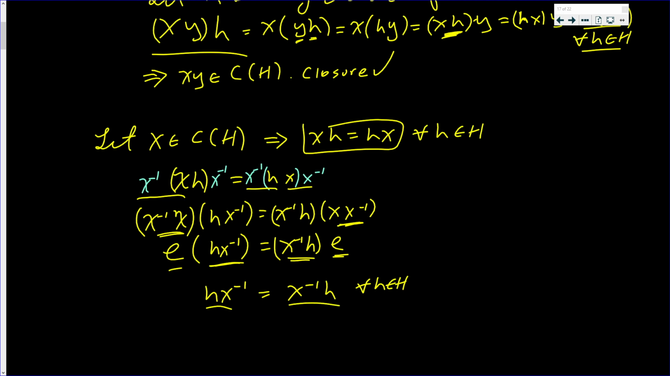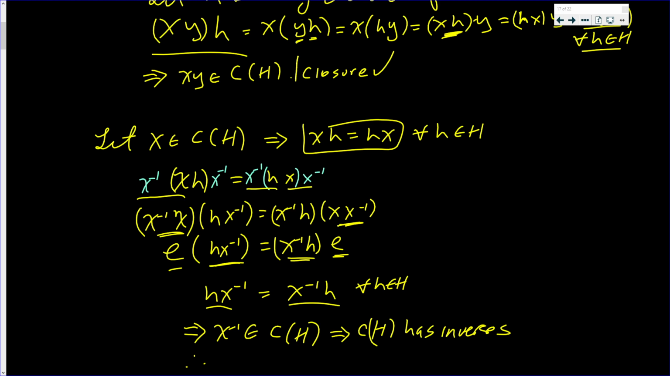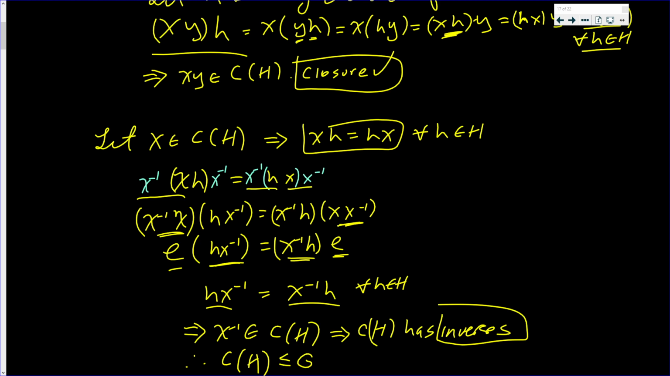Ooh, X inverse commutes with all elements of the subgroup H. This implies that X inverse is an element of C of H, which implies C of H has inverses. Therefore, the fact that it's closed and the fact that it has inverses, we have that C of H is a subgroup of the group G.